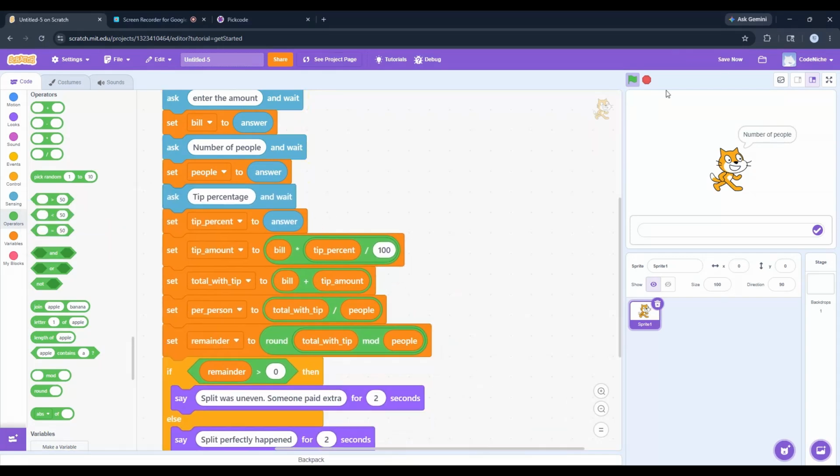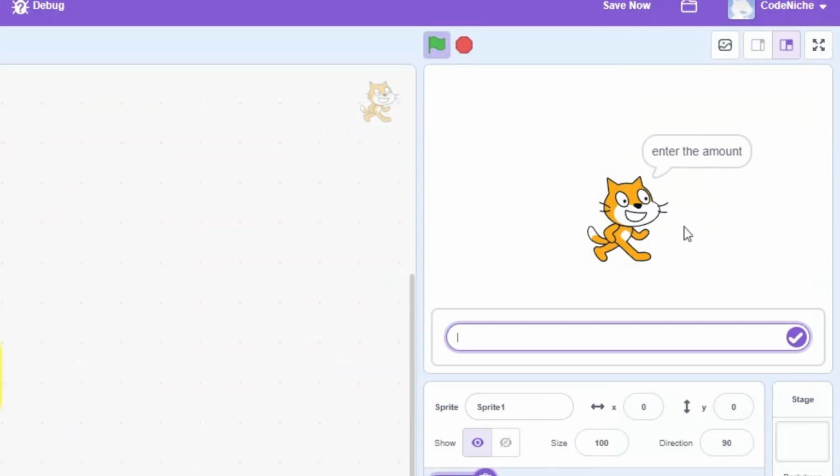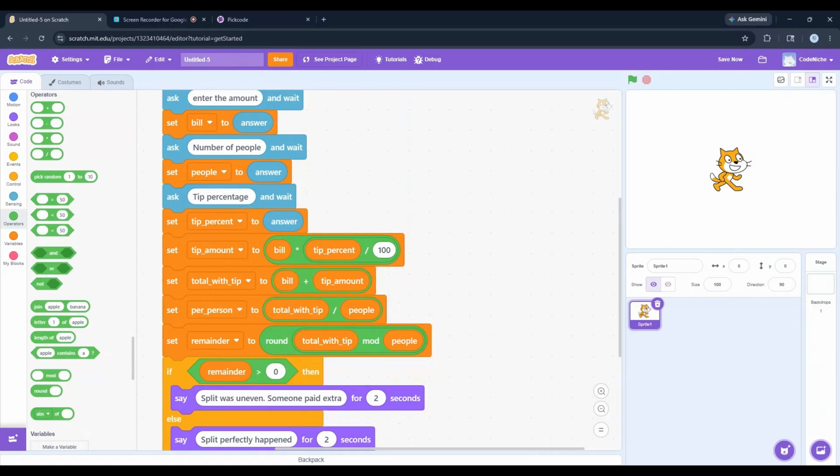When it asks for the bill amount, let's say 850. Number of people, we can say 3. And the tip percentage, let's say I paid 12%. Okay, split was uneven. Someone paid extra. So this is a complete working real-world program: three inputs, five calculations, three formatted outputs, and an intelligent even split check. Addition, subtraction, multiplication, division, modulo operator. This is how we can create a bill splitter in Scratch.